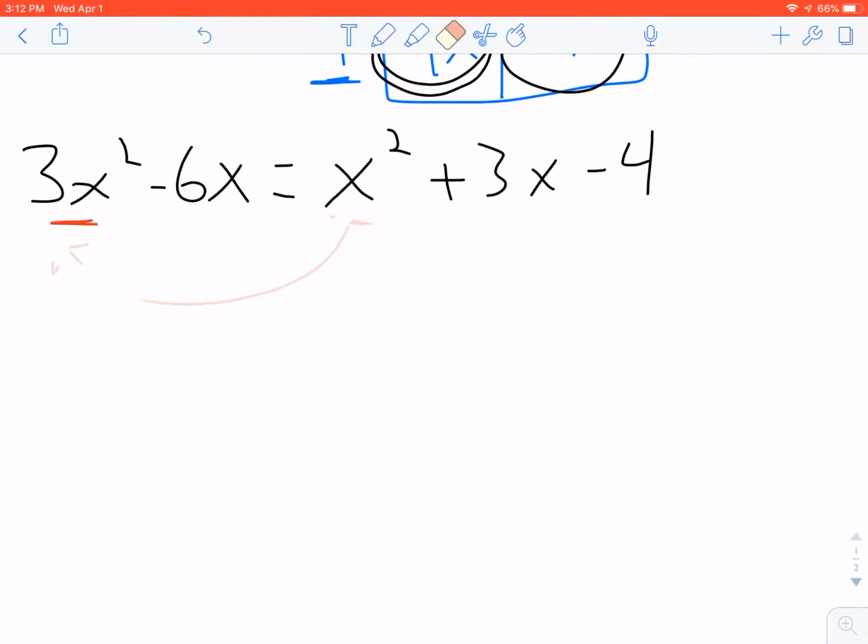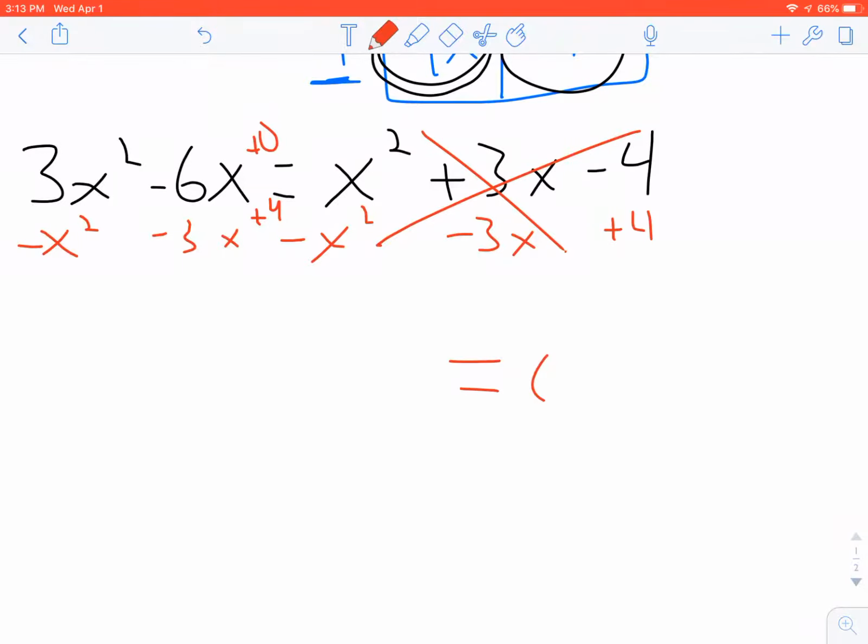So I'm going to minus x squared from both sides. I'm going to minus 3x from both sides. And I'm going to add 4 over here too. And there's really a plus 0 here, so just so you know where that's all going, you got to keep your x squared, your x's, and your constants all together. So everything over here cancels out. We got 0 over here on the right-hand side. 3x squared minus 1x squared gives you 2x squared. Negative 6x minus 3x is minus 9x. And 0 plus 4 is simply just positive 4.